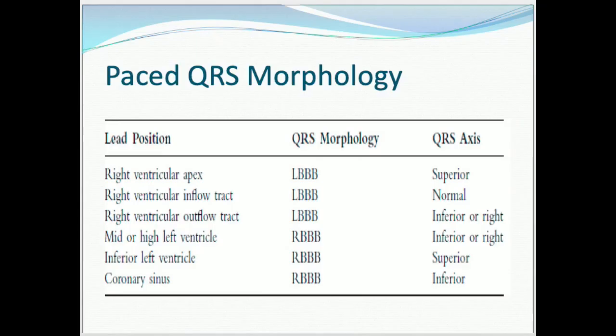If it is in the middle and high left ventricle, it will be right bundle branch block and inferior or right axis. Inferior left ventricular position will give a right bundle branch block pattern with a superior axis, and coronary sinus will also give a right bundle branch block pattern with an inferior axis.